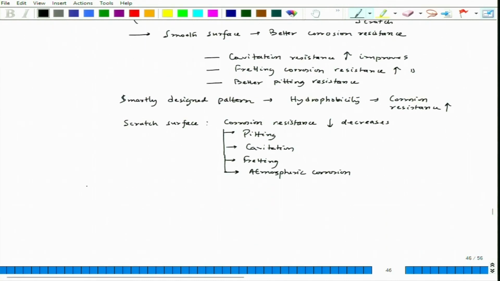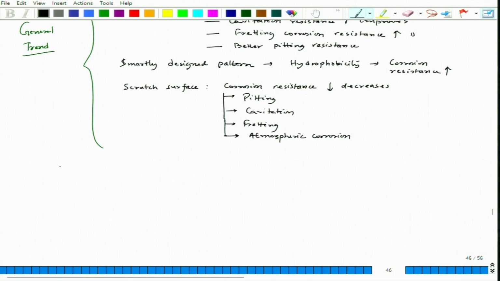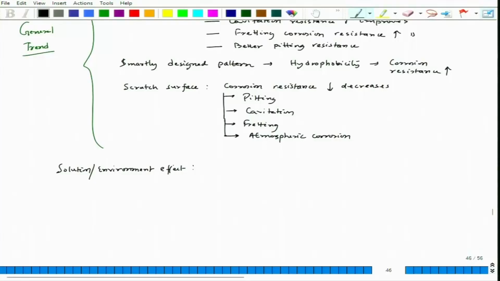Then environment, what we are talking about, these are general trends. Then we can think of the solution environment effect. Different grain size, different medium, same composition can actually behave differently. So, we have some examples, we will try to show that. So, there is no general trend.